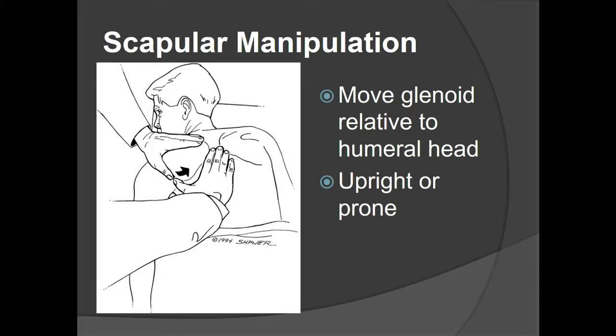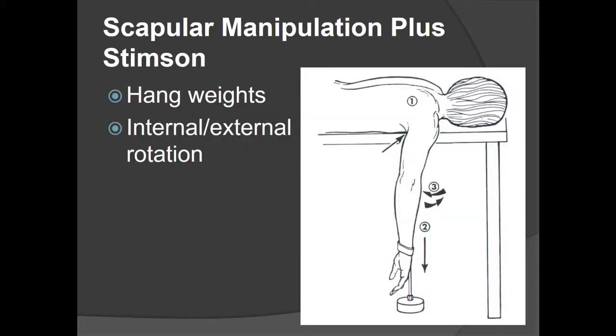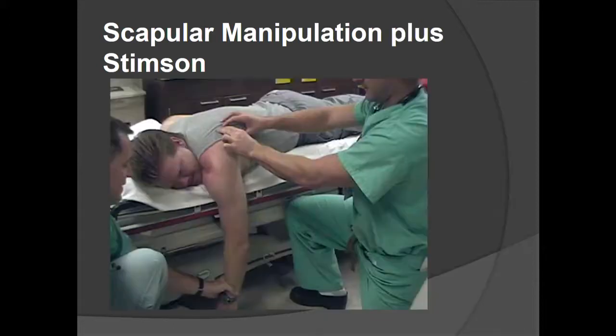So remember, you're going to move the glenoid relative to the humeral head. You're going to push the spine of the scapula towards the spine of the patient. You can do it sitting or laying down. And I like to add it to the Stimson. So the Stimson is the laying flat technique, right? You lay the guy down, you hang some weights, and so add it to that. So you're hanging their weights, and then you put a little bit of scapular manipulation on it.